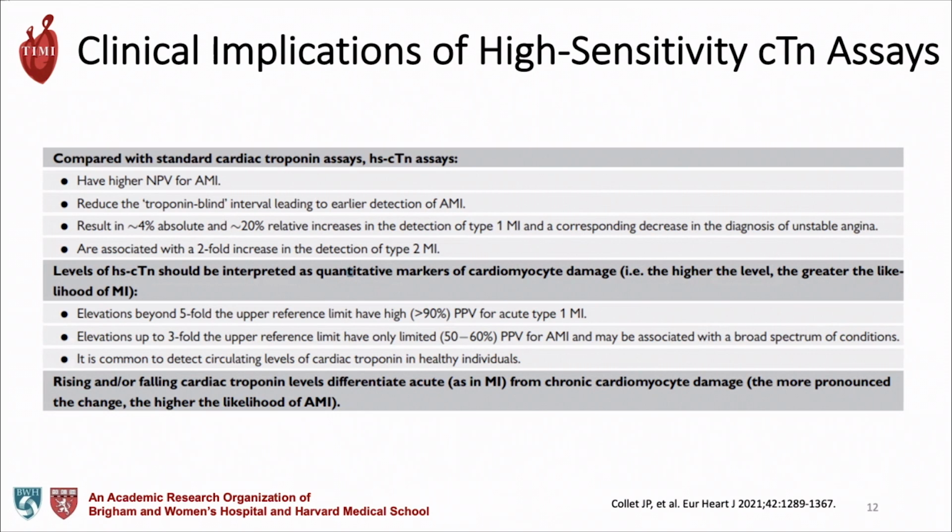The other value of high sensitivity cardiac troponin is it reduces the troponin blind interval. Recalling the kinetics of cardiac troponin, there's a period where a patient is starting to have an ACS where cardiac troponin is not detectable. But because the high sensitivity assays pick up cardiac troponin levels earlier, we reduce that troponin blind period. And as a consequence of this, we actually do detect more type 1 myocardial infarctions with high sensitivity troponin assays, which is the major reason that they've been adopted in practice.